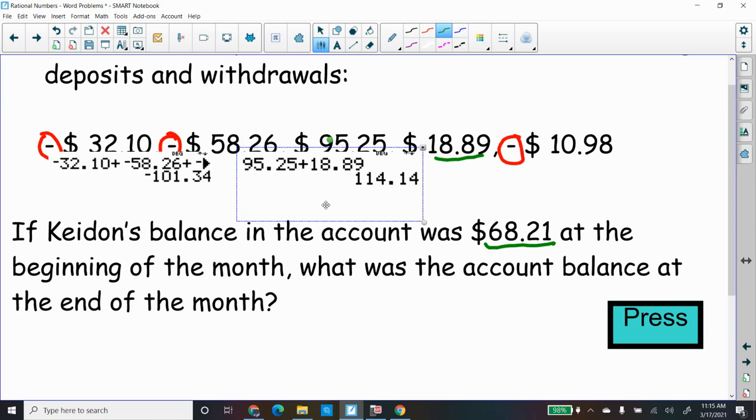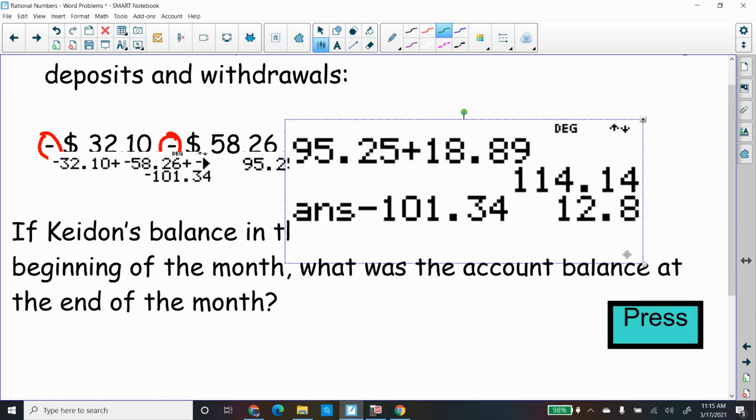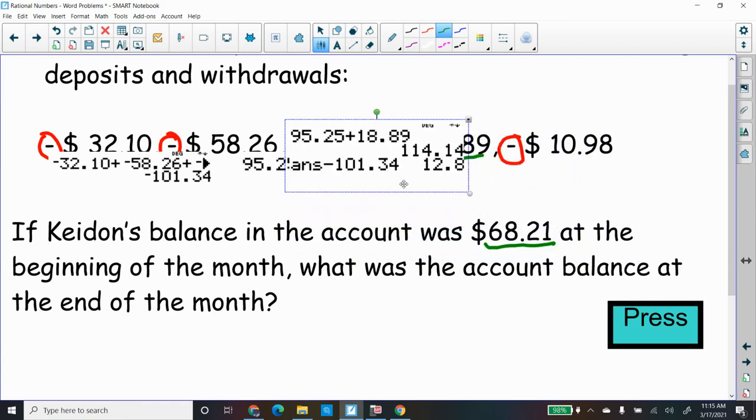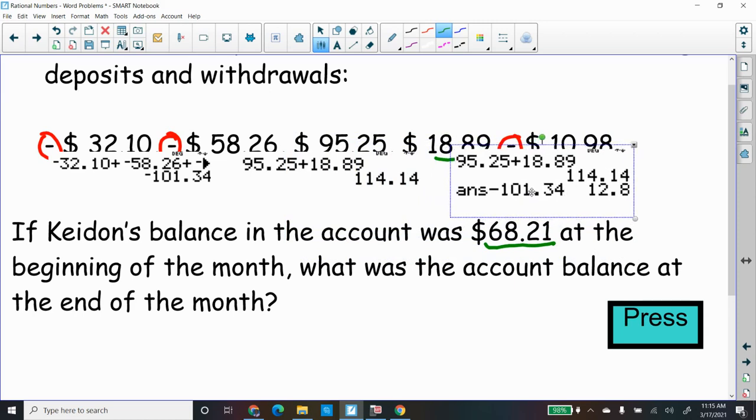Now, I can subtract these two. So minus, and the answer's there from before, so I don't have to type it all over again. 101.34. That'll give me the difference of what she had spent and what she had deposited. So that's a total of $12.80. They didn't put the zero down there, but that's okay because we know our place value. They're supposed to have pennies there also. So $12.80 is the difference between what she spent and her paychecks.